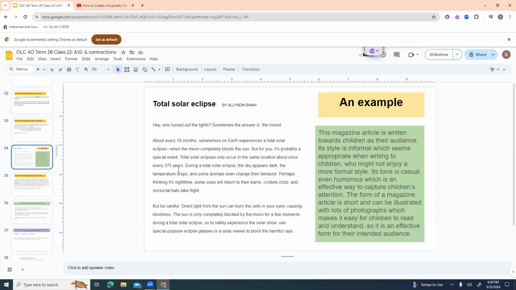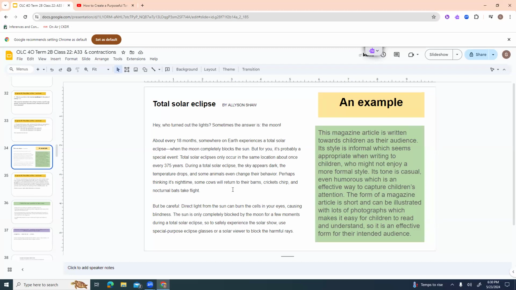So here's an example. This is called Total Solar Eclipse by Allison Shaw. And it says, hey, who turned out the lights? Sometimes the answer is the moon. About every 18 months, somewhere on Earth experiences a total solar eclipse when the moon completely blocks the sun. But for you, it's probably a special event.